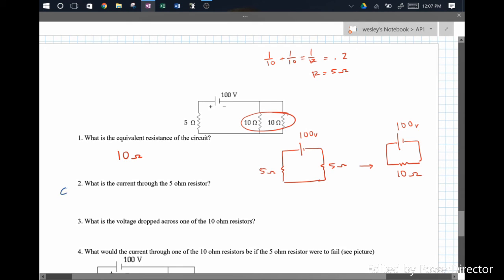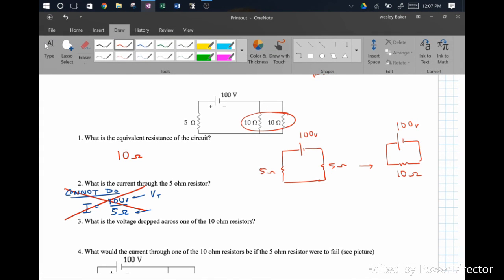One thing we cannot do, ever, no matter what, is say that the current through the 5 ohm resistor is 100 volts divided by 5 ohms. The reason we can't do that is because that is total voltage, and this is an individual resistor. I cannot do that. The only thing I can divide total voltage by is total resistance. So this is not allowed. You cannot take the voltage of the battery and divide it by just one resistor. You would be doing it wrong. You will miss the question.